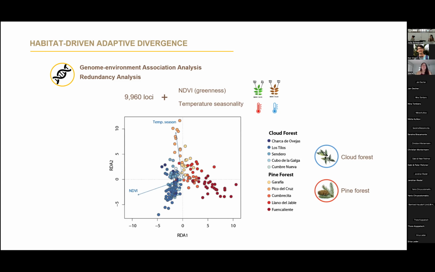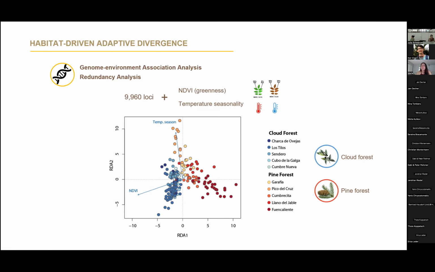Here you can see that the individuals from the cloud forest, the blue ones, separate from the pine forest individuals, the red ones, along the vegetation axis. And then you can also see that along this temperature seasonality axis, the pine forest population shows a slight structure.